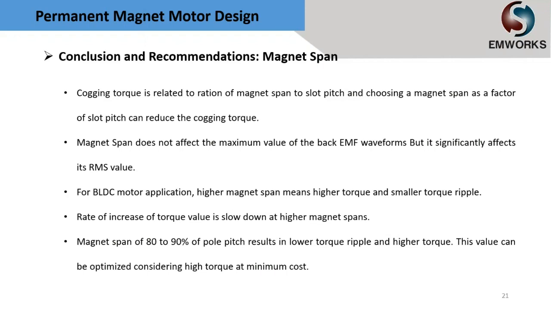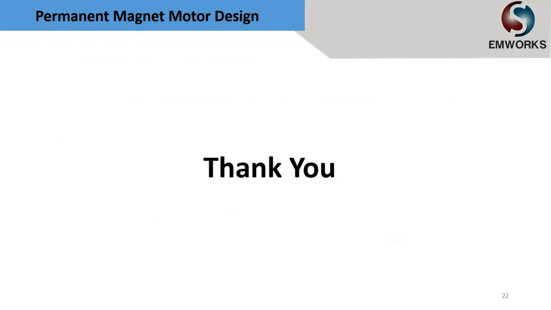For BLDC motor, my suggestion is to go with a magnet span of 80 to 90% of the pole pitch, which will result in lower torque ripple and higher average torque. Of course, again, if you want to do the optimization considering the minimum cost, you can do it. It's another story.